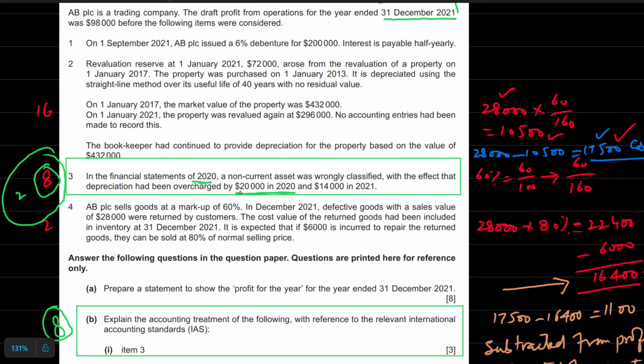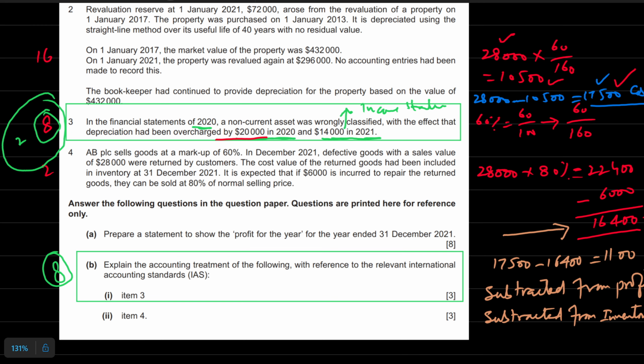That is, last year 20,000 of depreciation has been overcharged, and in the current year 14,000 has been overcharged. So students, the current year depreciation overcharge will be dealt with in the income statement. So profit will be decreased. The current year's profit will be decreased by 14,000. While the prior period, previous year's depreciation that was overcharged, we will subtract from the opening balance of retained earnings. This is what is required.